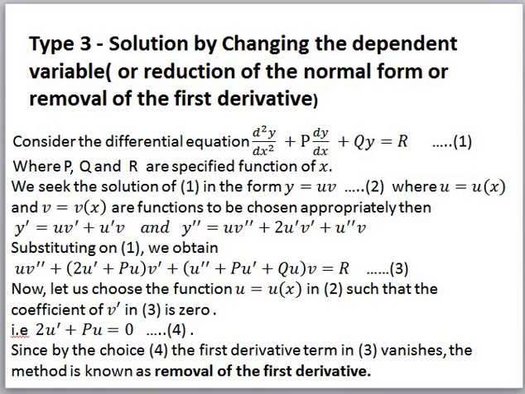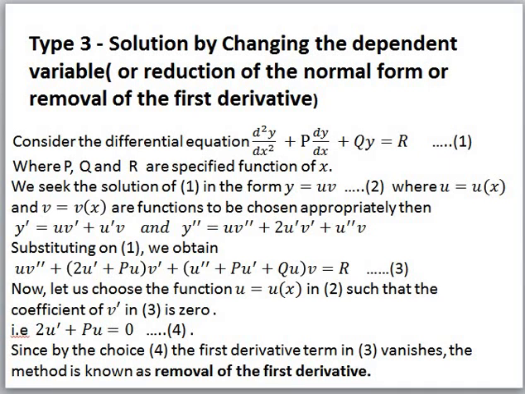Solution by changing the dependent variable, or reduction to the normal form, or removal of the first derivative. Consider the differential equation d square y divided by dx square plus p into dy by dx plus q into y is equal to r. Equation 1, where p, q and r are specified functions of x.